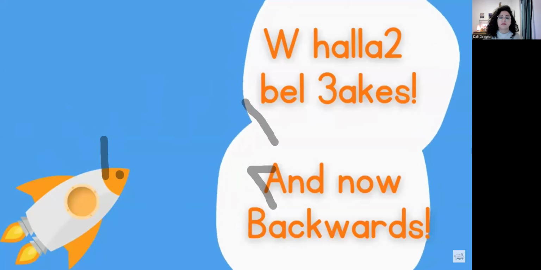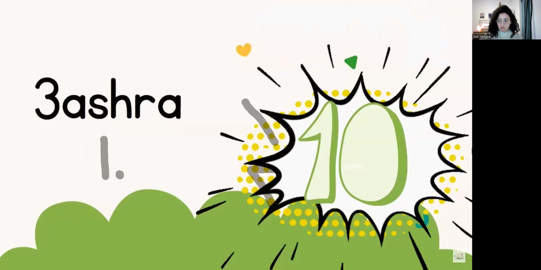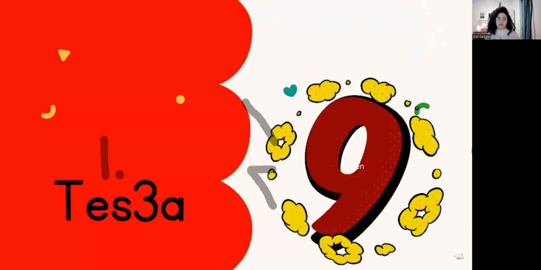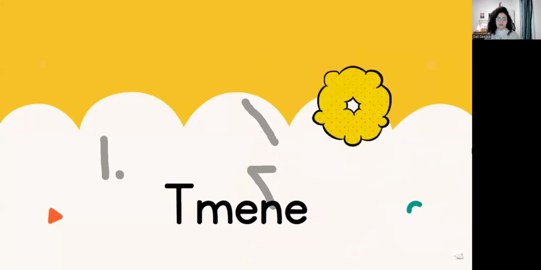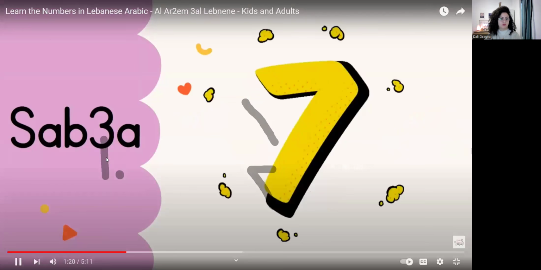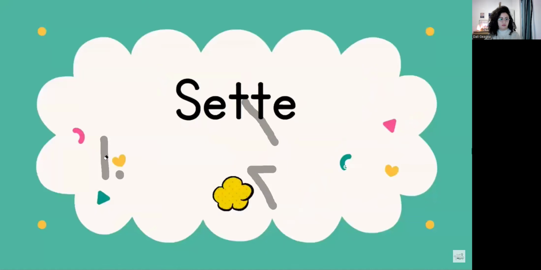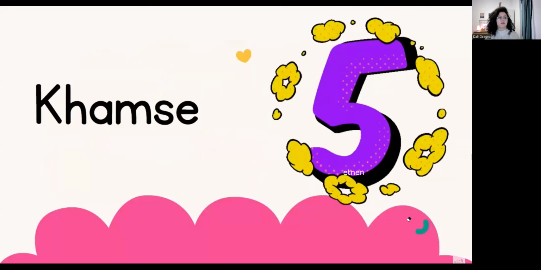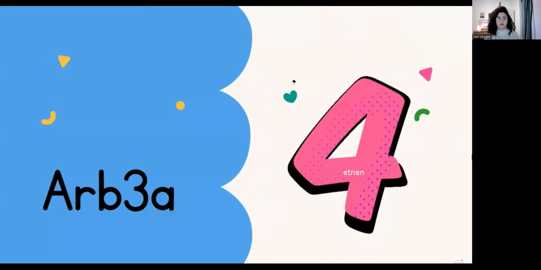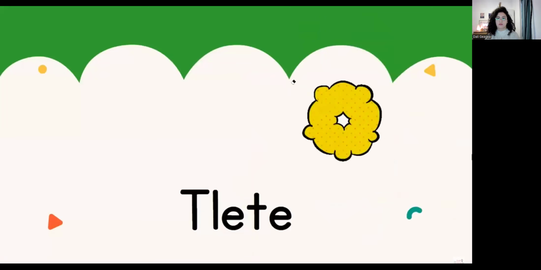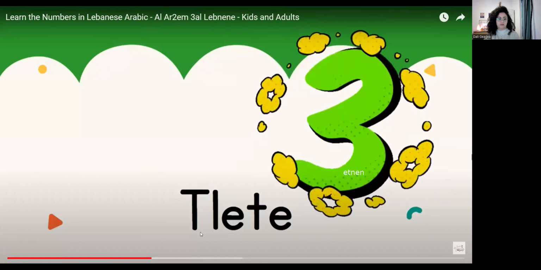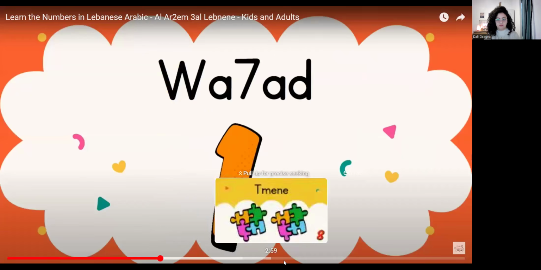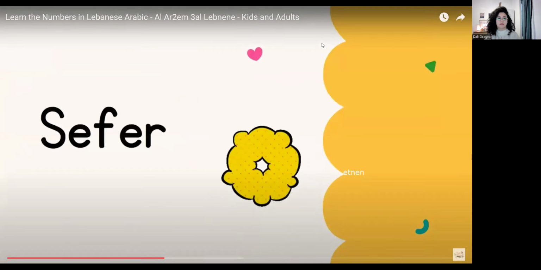وهلأ بالعكس. And now backwards. عشرة، تسعة، ثمانية، سبعة، ستة، خمسة، 4، 3، 2، 1، 0.